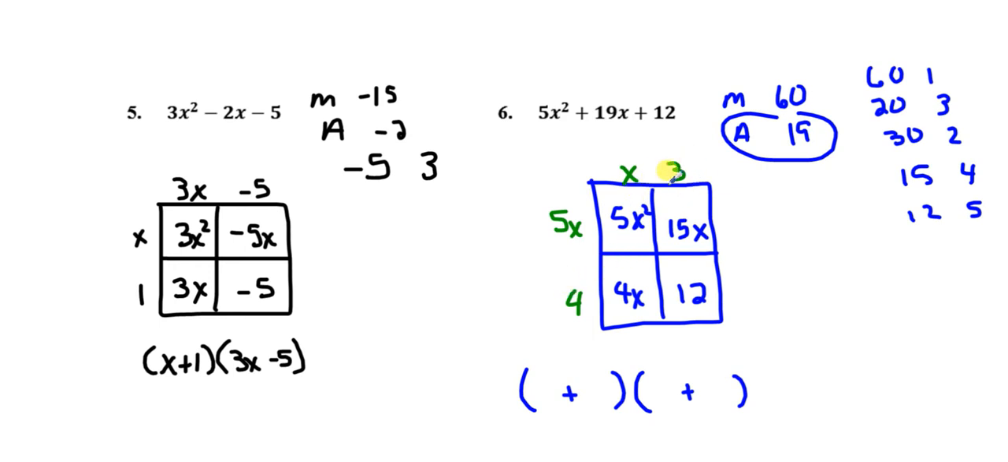Double check. 4 times 3 is 12. So there's our final answer: 5x plus 4 and x plus 3. All right, moving right along.